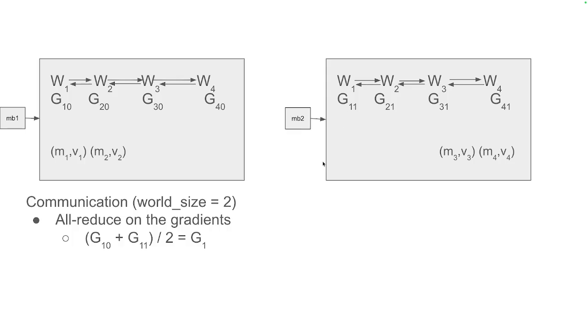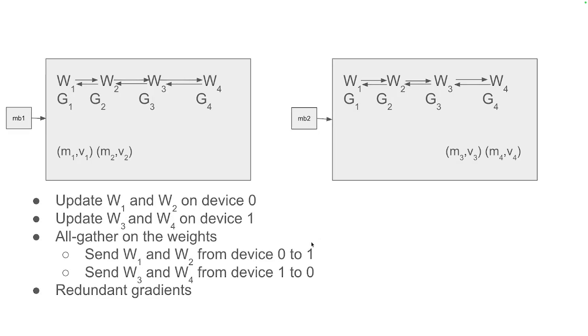And now, similarly to data parallel, we need to do an all reduce on the gradients. G10 and G11 will be added, and as we have a world size of 2, we'll average them, and this G1 will be broadcasted to all the ranks. So after you do an all reduce on the gradients, all the ranks now have the same gradients: G1, G2 and till G4.